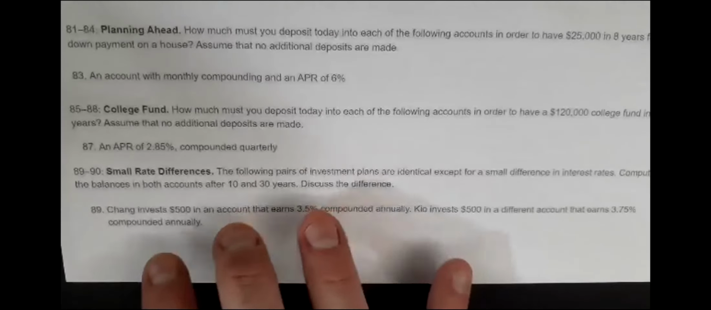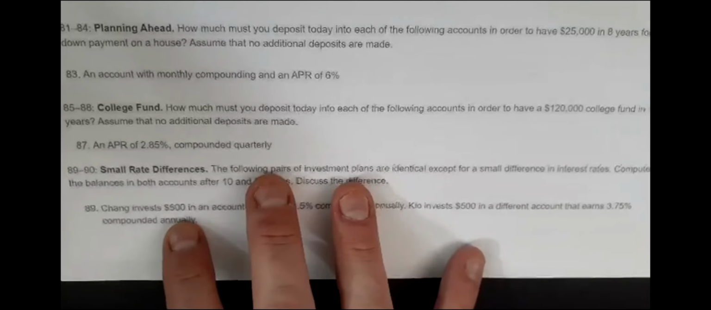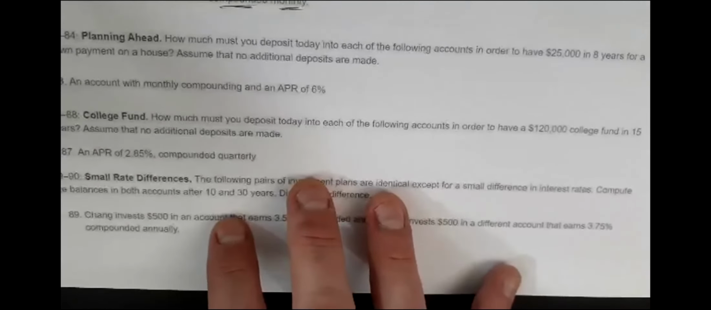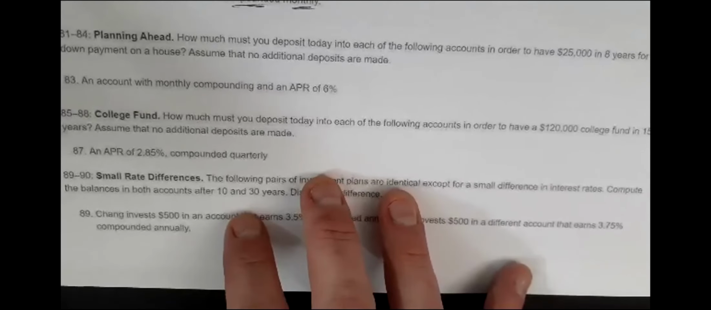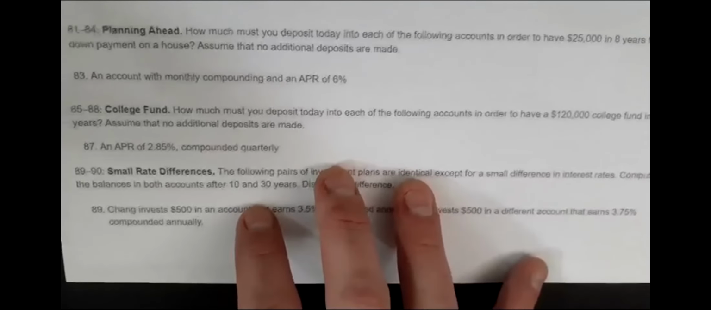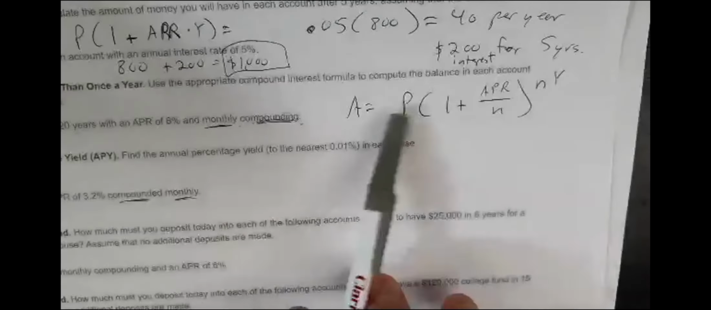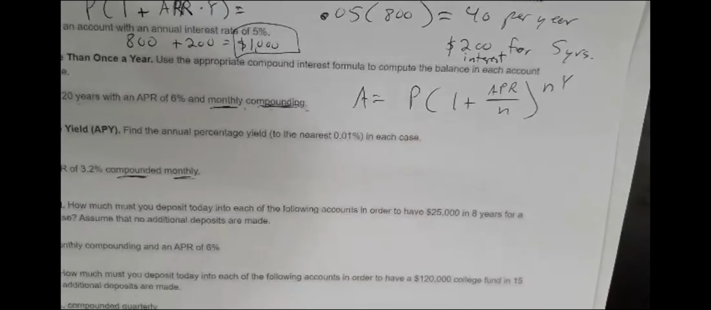Planning ahead, how much would you deposit today into each of the following accounts in order to have 25K in 8 years for a down payment on a house? Assume that no additional deposits are made. So I'm putting the cart before the horse probably a little bit here, but this section, when we do compounding or we do simple interest, these accounts and these formulas that we're using is like we're putting money into the account and we're just going to leave it there, right?